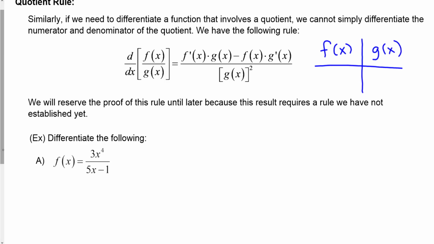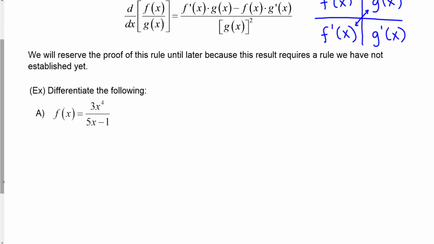Then I find the derivative of each of those and put those here and here. And all I have to remember is to multiply these two functions first. Okay? And as long as I do it that way, I'm good. So that's what I do, and if that works for you, great. If you have a different method of remembering, that's fine as well.